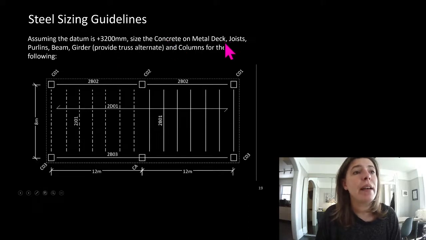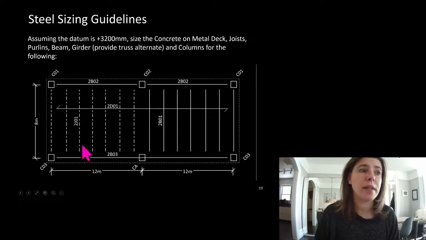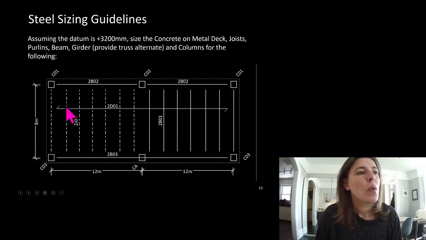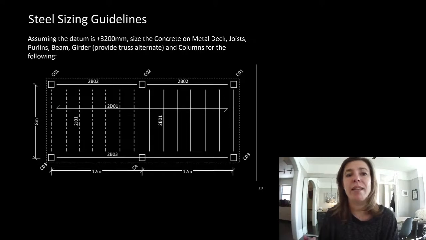Size the concrete on metal deck, the joists, the purlins, the beam, and girder, and provide a truss alternate, and also the columns for the following. Well, look, when we see a dashed line like this, we're talking about a joist. So, oh look, they even labeled it, 2J01. We have deck, look at this arrow, spanning like this here. 2D01. So, deck of some sort. They've told us that the deck is concrete on metal deck. So this is probably a floor. 2 probably means level 2. You can infer a lot about this one little drawing just by knowing the standard ways to name things.